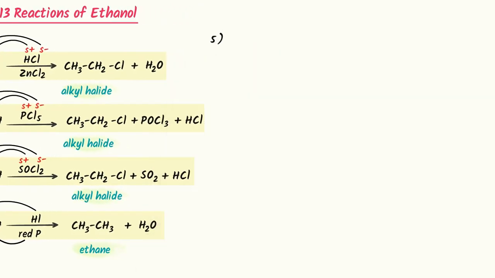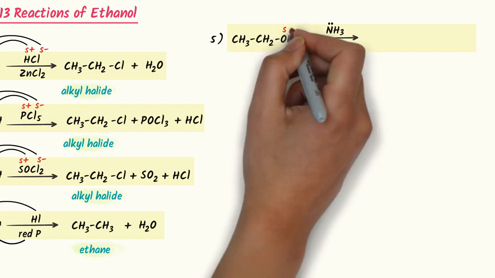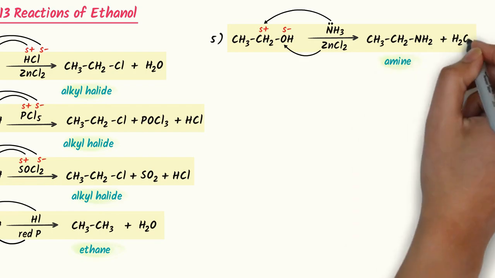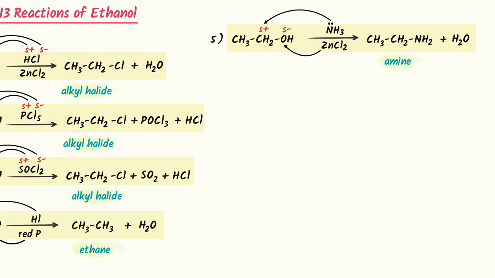Now for the fifth reaction, let's try ammonia with zinc chloride. Ammonia has a lone pair of electrons on nitrogen, making it a strong nucleophile. Nitrogen attacks the positive carbon of ethanol. The zinc chloride helps kick the oxygen out. As a result, the nitrogen bonds to the carbon. We have now turned our alcohol into an amine, C2H5NH2.